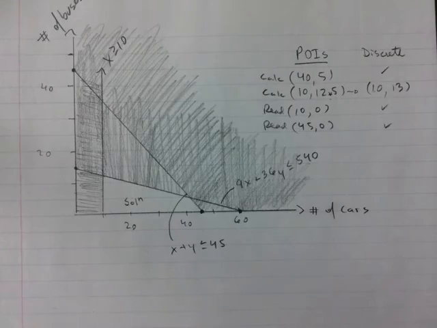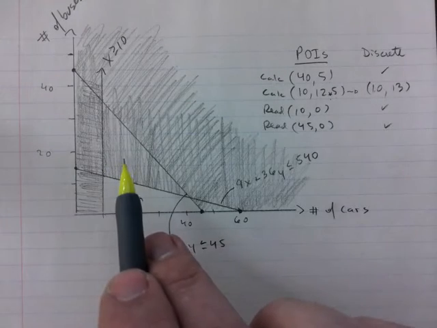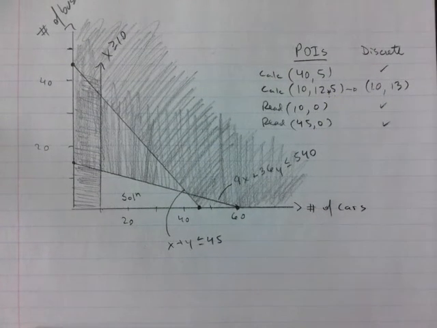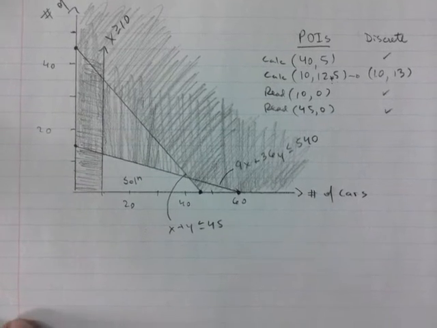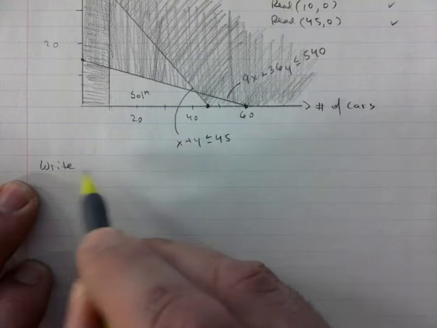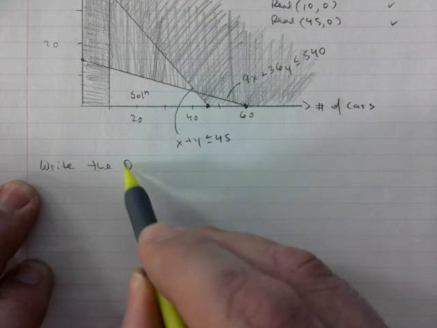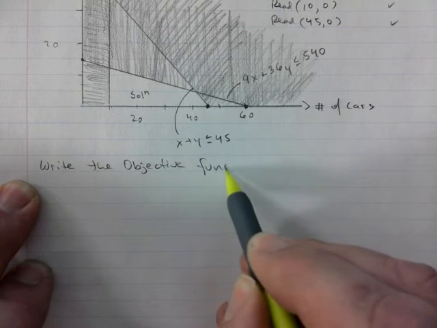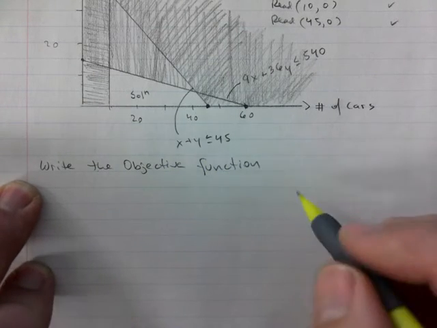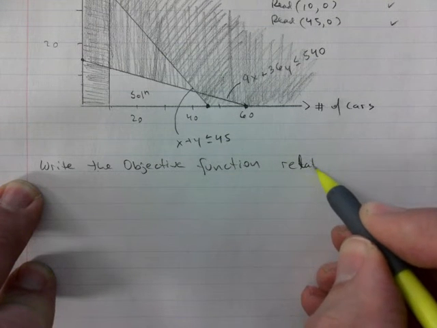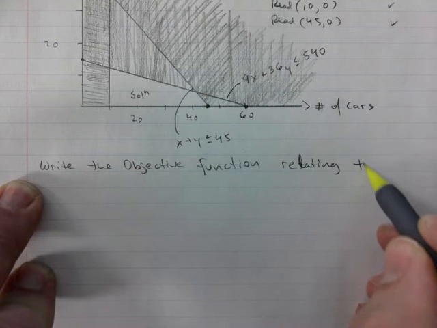So, okay, we wrote our inequalities. We found the intercepts, we graphed it, we found the POIs. Nothing new, right? This is the last part. Write the objective function relating the profit.